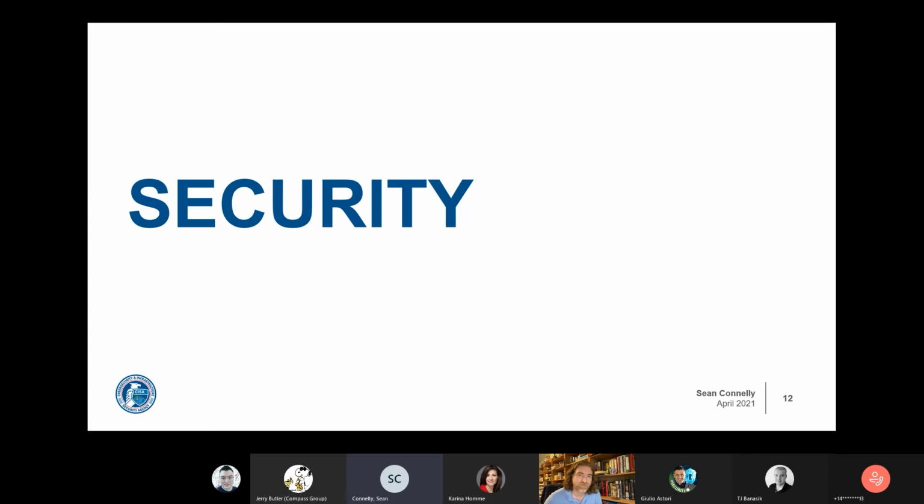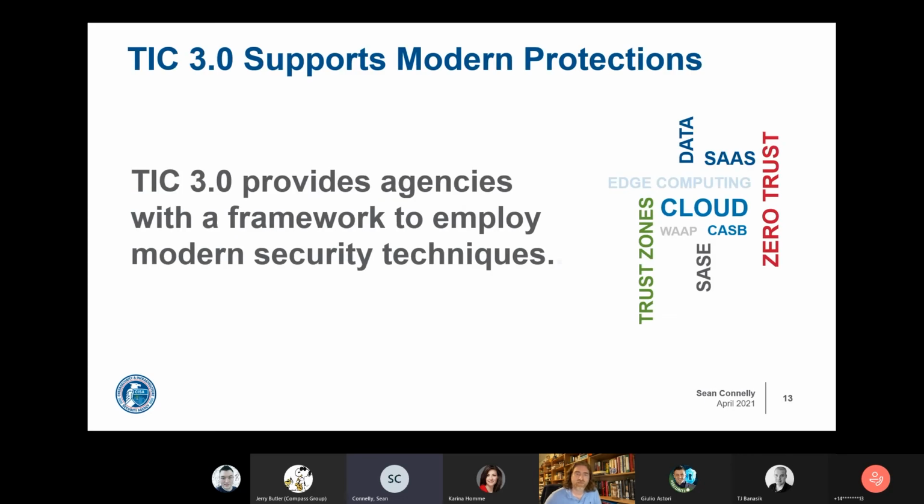Next slide, please. So TIC 3 is positioned to help agencies with their IT modernization plans. On the right side are the common themes we hear from agencies, vendors, and the greater IT community on TIC. Trust zones, a new concept introduced in TIC 3 that we'll talk about in a moment. Zero trust, the continual establishment and reestablishment of confidence in your systems. SASE, edge computing. We'll explore most of these over the next 20 minutes or so.